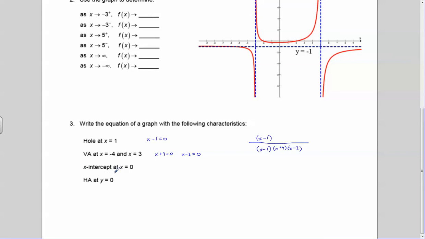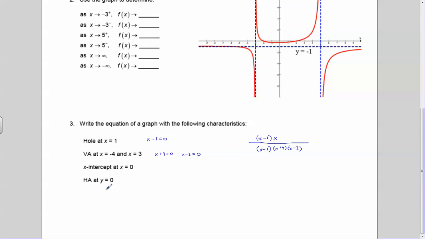Next is the x-intercept, which occurs at x equals 0. Our x-intercept is the same thing as our root, and these occur when the numerator equals 0. So here x equals 0. That means that our factor for the numerator is going to be x. And finally, our horizontal asymptote occurs at y equals 0.